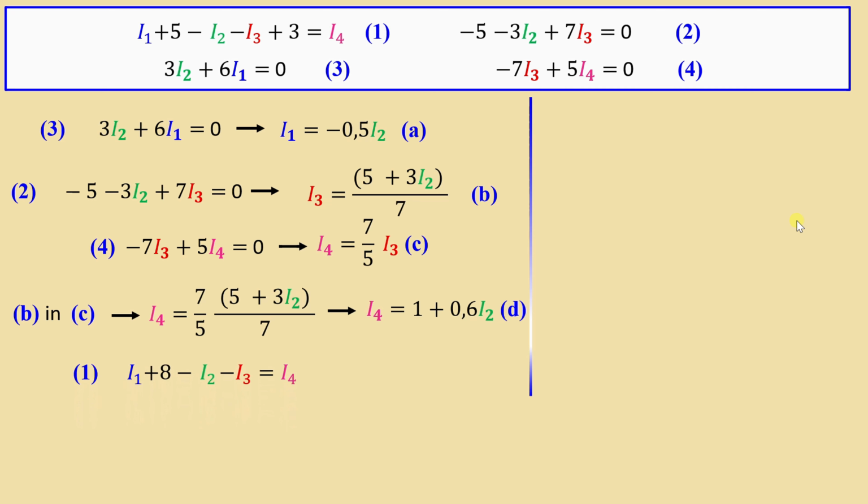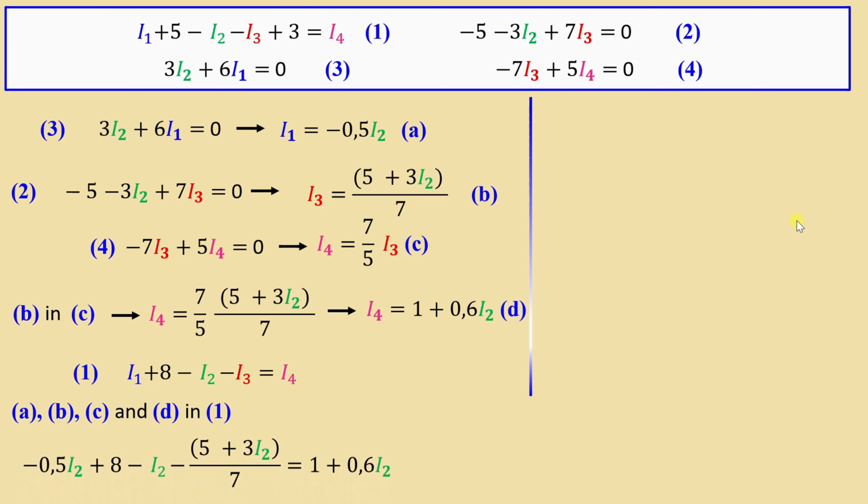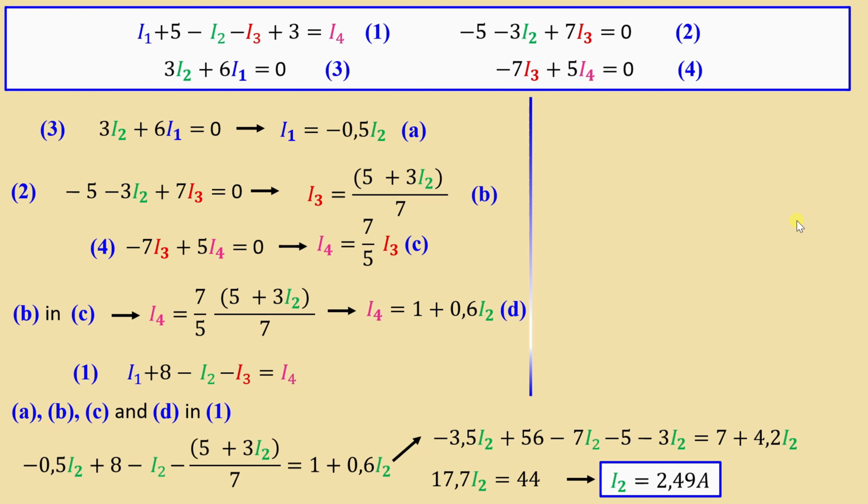We go now to equation 1. We have I1 plus 8 minus I2 minus I3 is equal to I4. By replacing A, B, C, and D in 1, we obtain an equation written only in terms of I2. If we continue simplifying this equation, we obtain finally that 17.7 I2 is equal to 44. That means I2 is 44 over 17.7, which is equal to 2.49 amps.